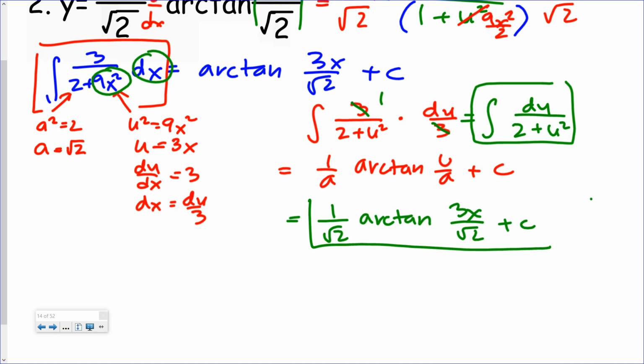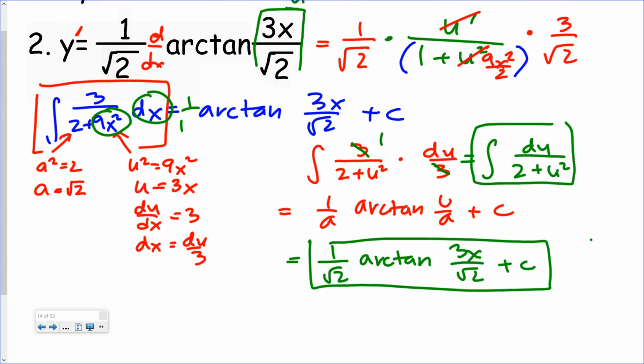And here's my question. Is my answer what I thought it should be? Uh-oh, it's not. Sorry. This had a 1 over square root of 2, right? I just didn't copy it right. It had a 1 over square root of 2. It was this part right here. So it was exactly what I thought it should be.